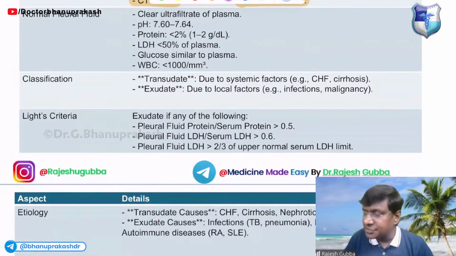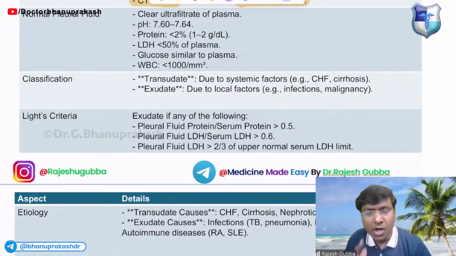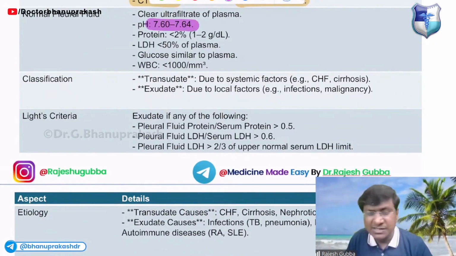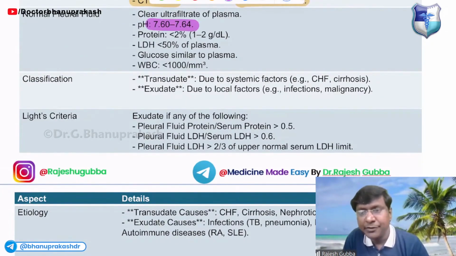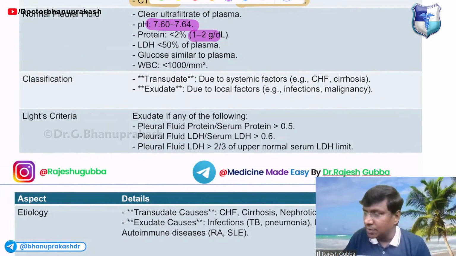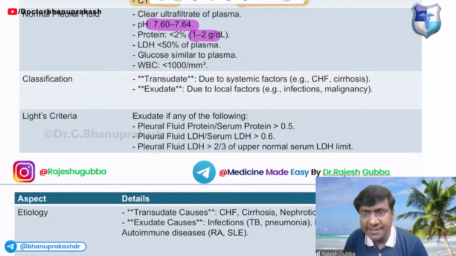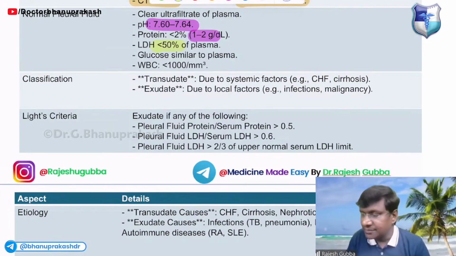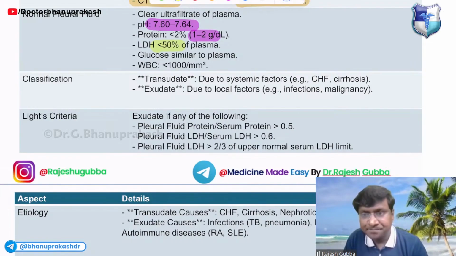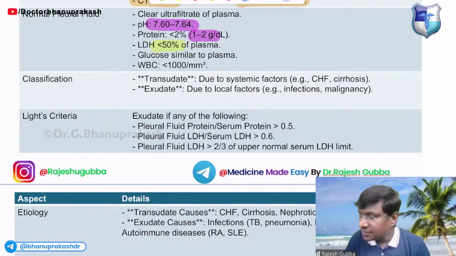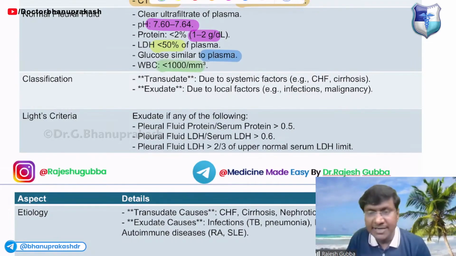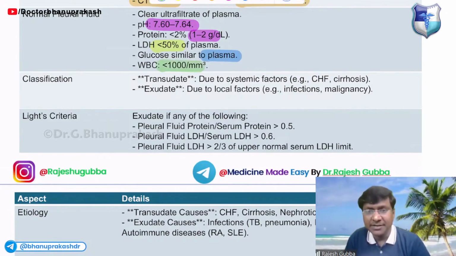If you take the normal features of the pleural fluid, normal pH is slightly alkaline, that is 7.6 to 7.64, right? The proteins will be around 1 to 2 grams per deciliter. The LDH will be less than 50% of the plasma. The glucose quantity will be similar to that of the plasma, and the WBC count will be less than 1000 per cubic millimeter. So this is the normal pleural fluid.